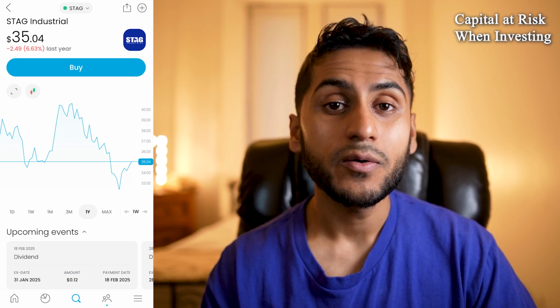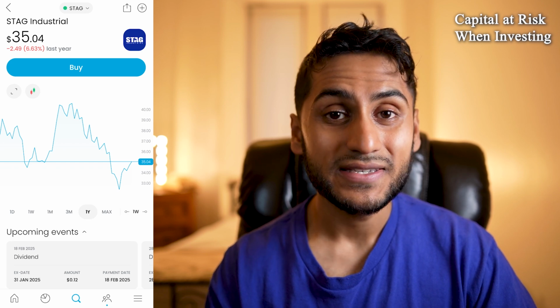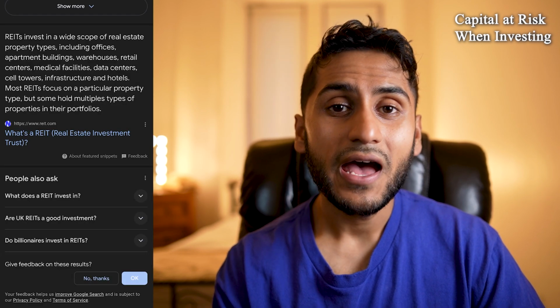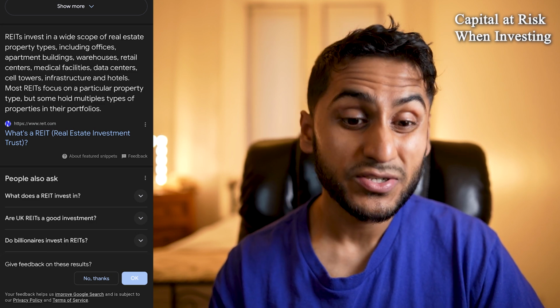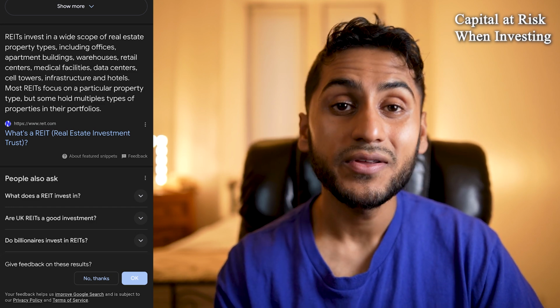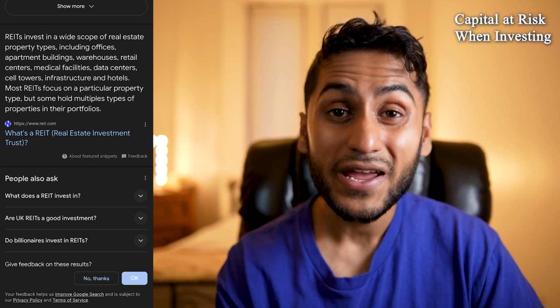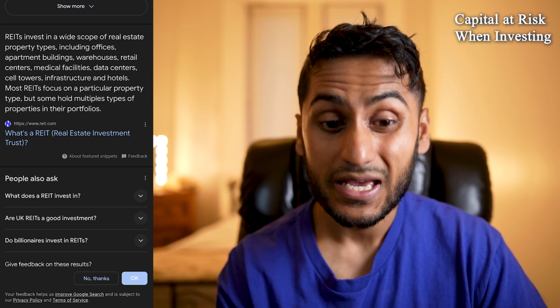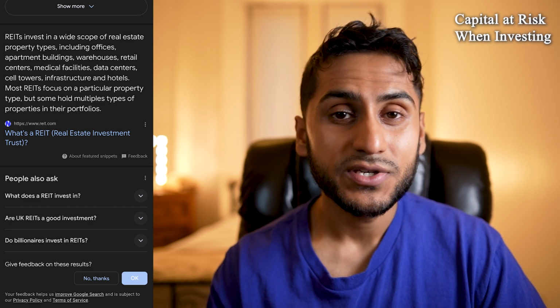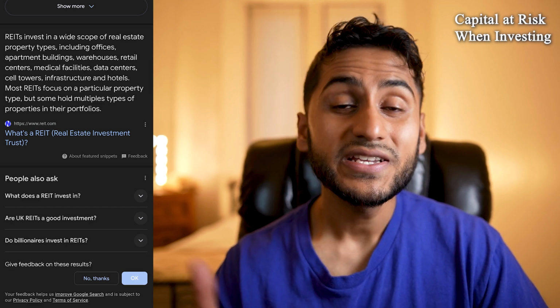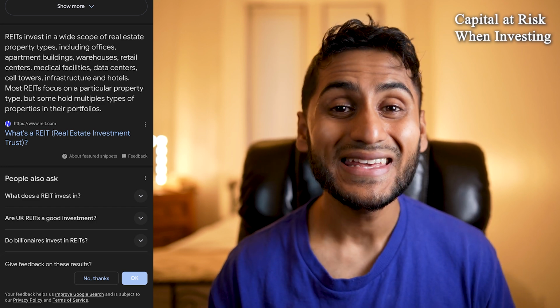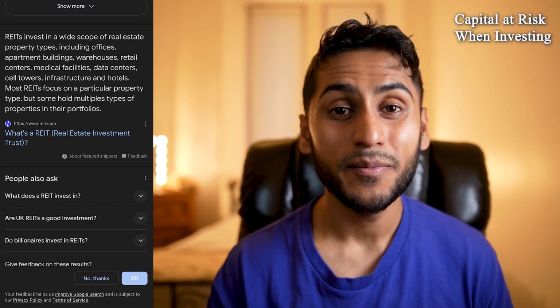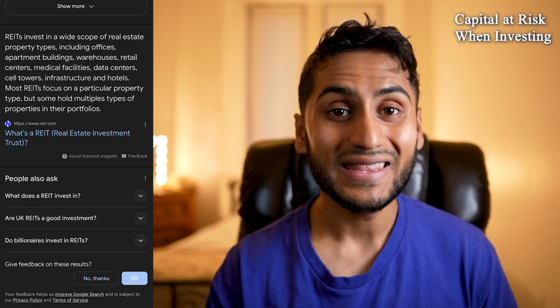Now, you may be wondering what REITs actually invest into. So REITs could have different themes. They can be commercial properties, they could also be residential properties, but typically speaking, REITs can invest into a range of different real estate property types. For example, apartment buildings, which are residential, offices, retail such as shopping centers, medical facilities, data centers, anything that involves real estate, you can bet that there will be some REIT that will cover that.